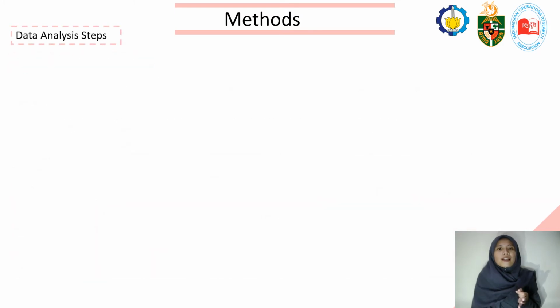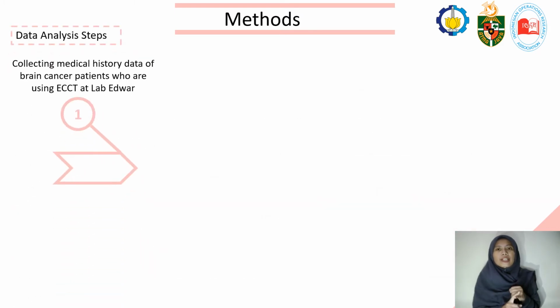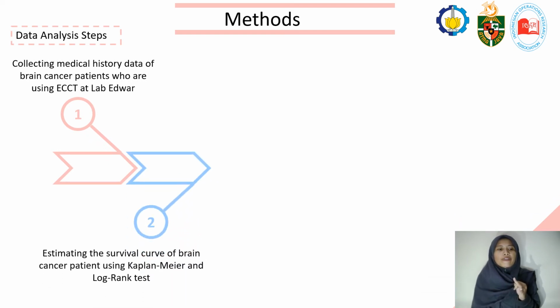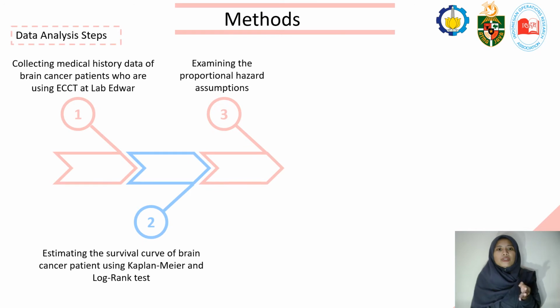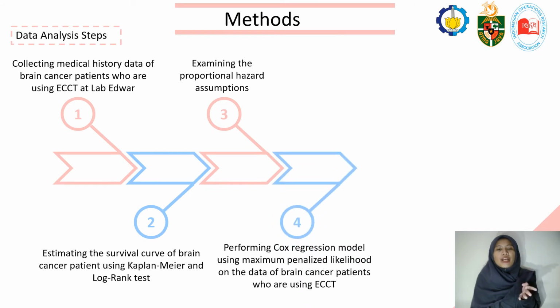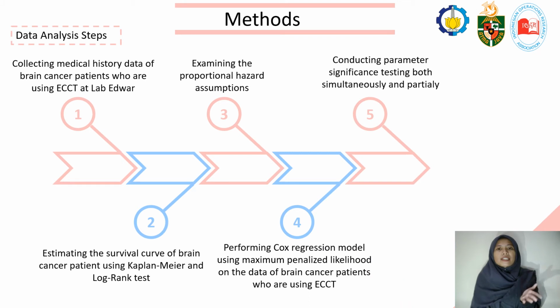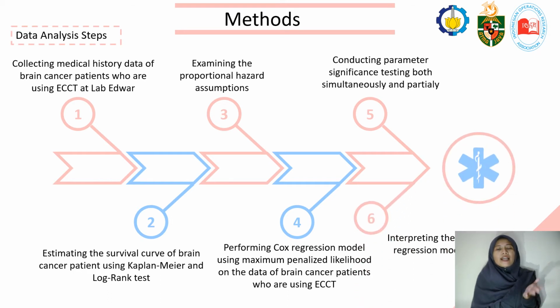Here is the data analysis step. First, we have to collect the data. Second, we have to estimate the survival curve. Third, we have to test the proportional hazard assumption. Fourth, we have to perform the Cox regression model using maximum penalized likelihood. The next is conducting parameter significance testing, both simultaneously and partially. And last, we have to interpret the Cox regression model using maximum penalized likelihood.